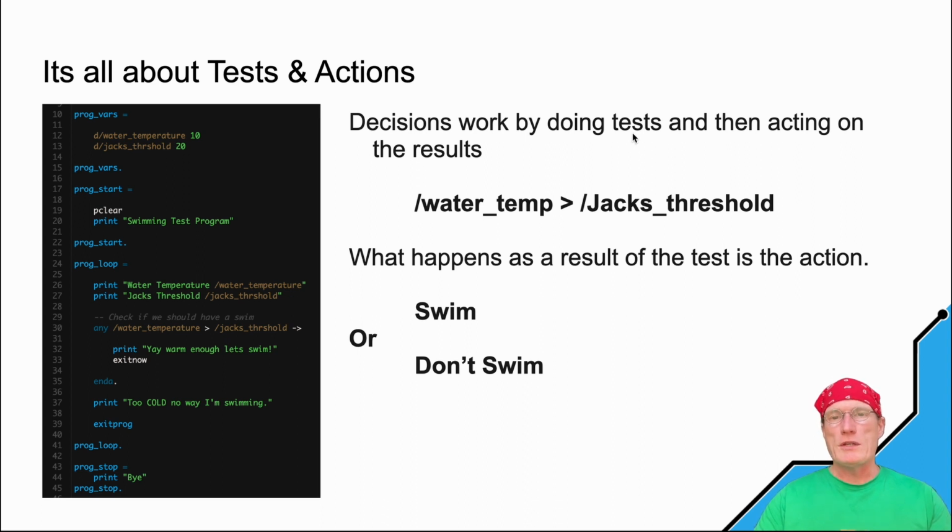So you see that this is the test, and it can be either true or false. And the action is the result, or what you do after the test has been done. And that's what your program decides to do. So to recap, making decisions in computer programs is all about doing a test and then deciding what course of action to take after you've got the result of that test.